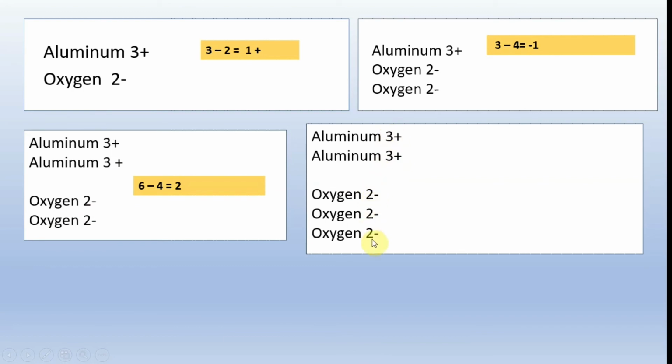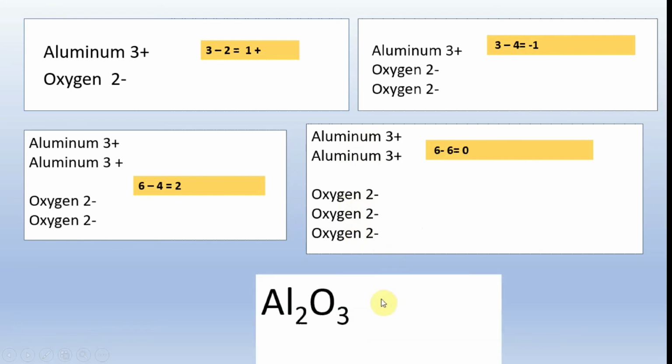And for oxygen, I have 3 molecules and a total of 6 ions. So that would be 6 minus 6 equals 0. So now it's balanced. Now let's write the formula. How many aluminium molecules do we have? 2. How many oxygen molecules do we have? 3. So now we use the symbols.